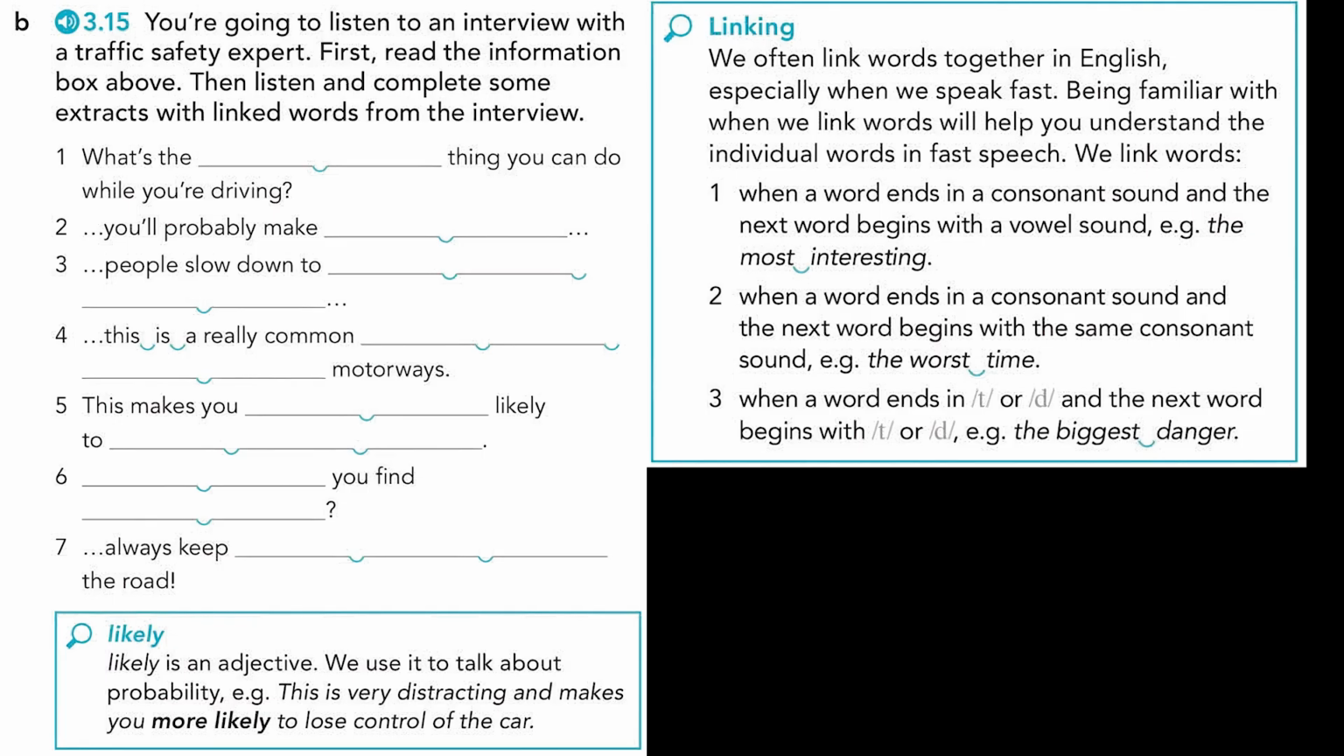3.15. 1. What's the most dangerous thing you can do while you're driving? 2. You'll probably make bad decisions. 3. People slow down to look at an accident. 4. This is a really common cause of accidents on motorways. 5. This makes you twice as likely to have an accident. 6. What did you find most interesting? 7. Always keep your eyes on the road.